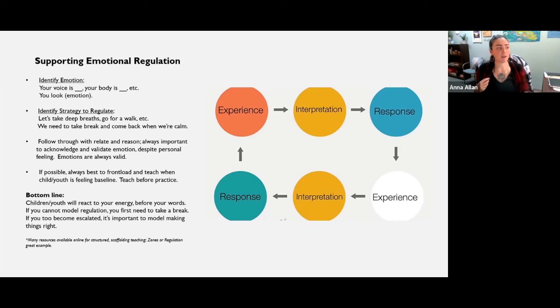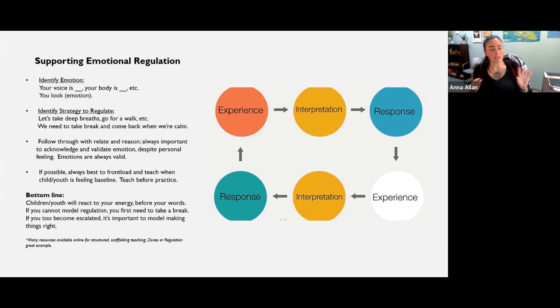And then we're going to identify that strategy to regulate, right? So those big body movements, or taking deep breaths, or holding space and allowing them to go through that process, or whatever that looks like. And again, if you're finding yourself being triggered, it's stepping back and saying, you know what, I'm going to take a break because I'm really frustrated right now. I'll come back when I'm feeling calmer, right?